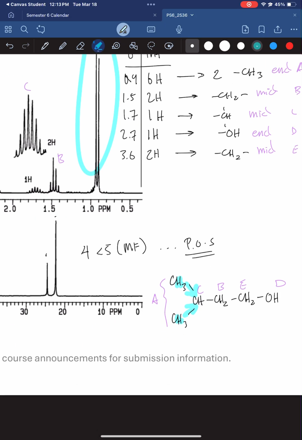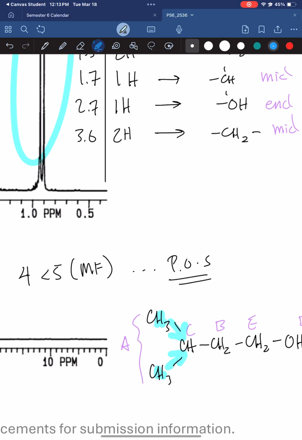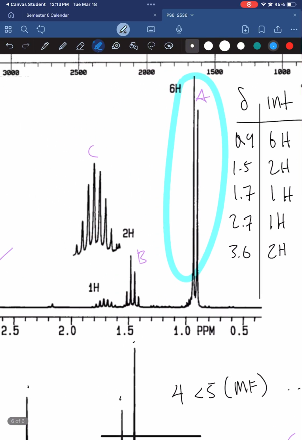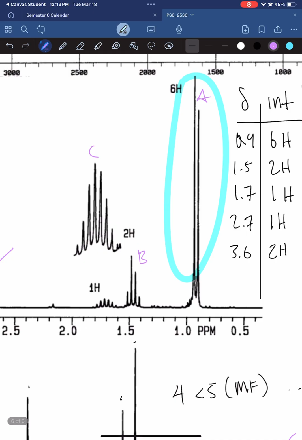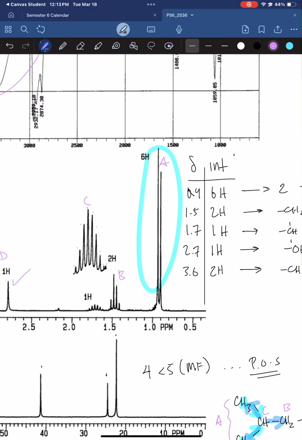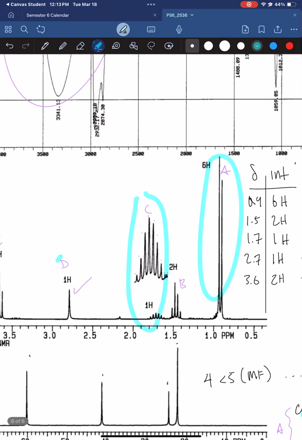Now let's look at C. Let's look at its neighbors. 3 hydrogens up here, 3 hydrogens down here, 2 hydrogens over here. 1, 2, 3, 4, 5, 6, 7, 8. Remember, n+1, so it's going to be 9. So we should expect to see 9 peaks at this C integration. And surely enough, we have a whole bunch of peaks. 1, 2, 3, 4, 5, 6, 7, 8, 9 tiny little peaks. So this makes sense. C and A are good. I'm going to go ahead and circle them. And we know D is also good.